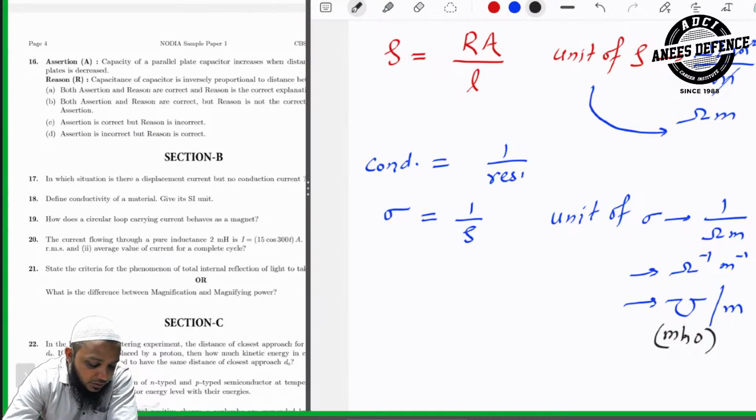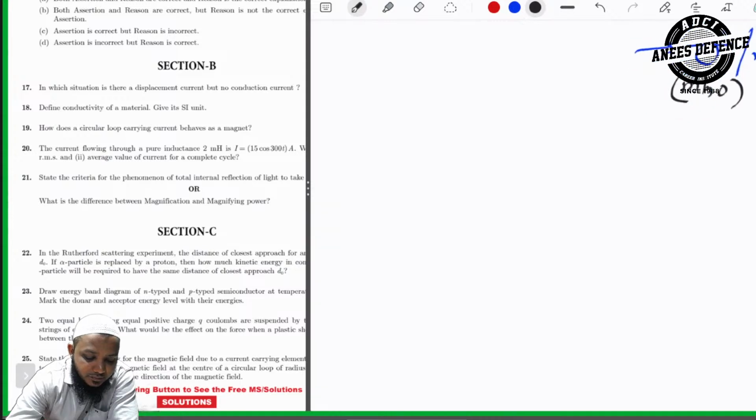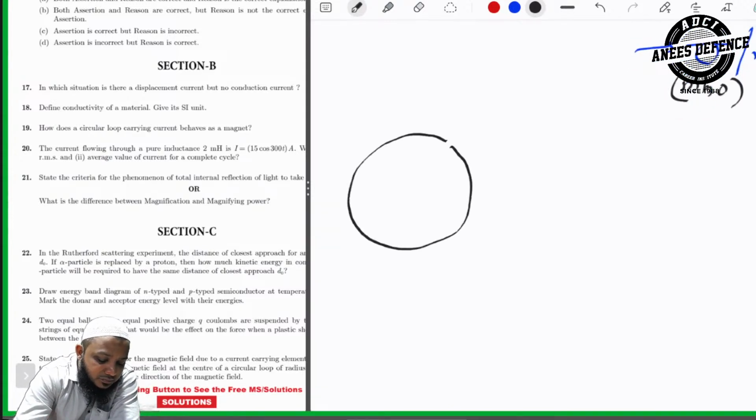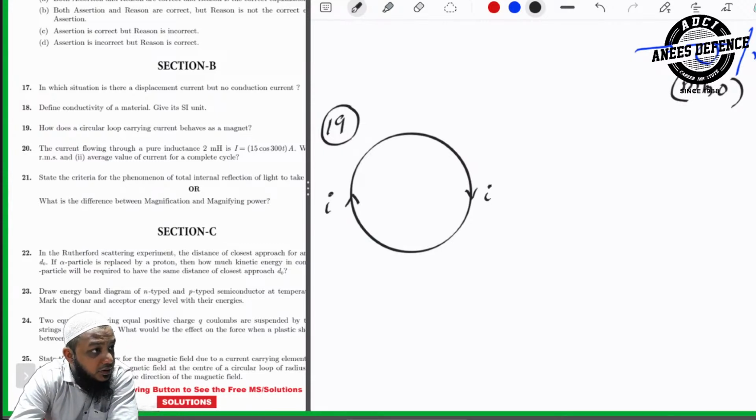You can say. Okay. Now, how does a circular loop carrying current behave as a magnet? Now pay attention. See, consider there is a circular loop. Now, question number 19. When this circular loop is carrying some current, there will exist some magnetic field around it, because due to this current, there will be some magnetic field going like this.